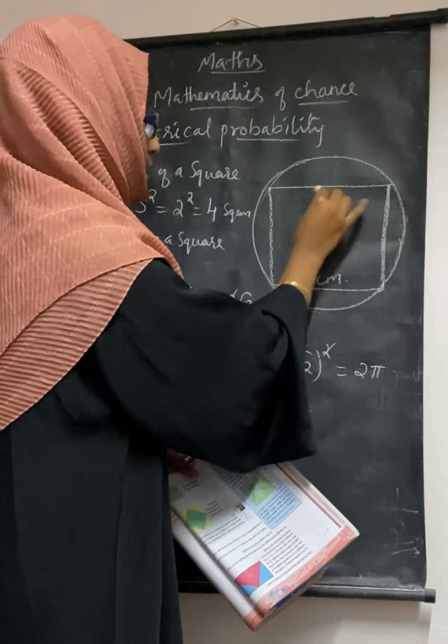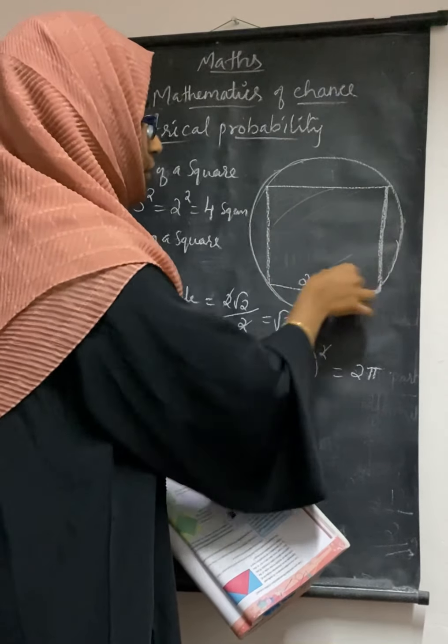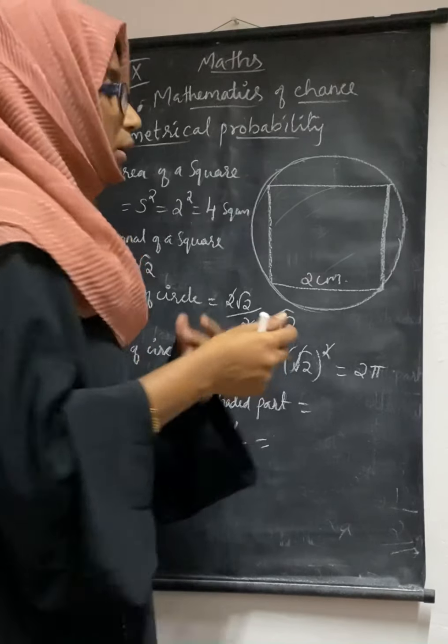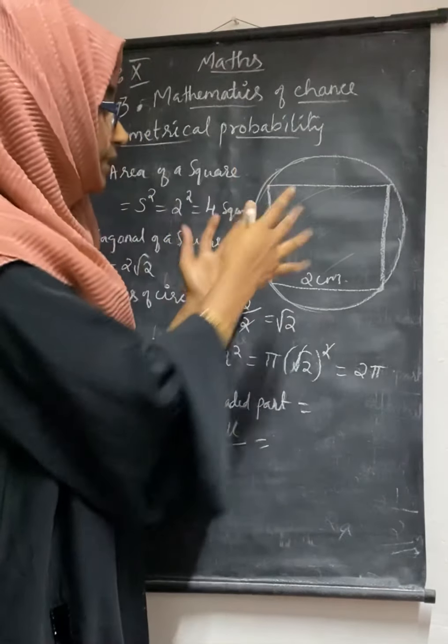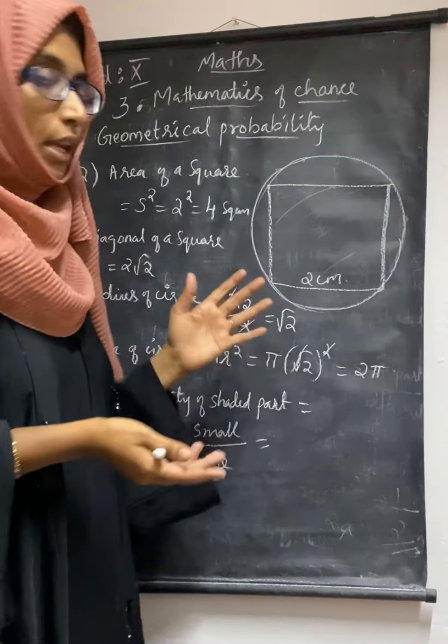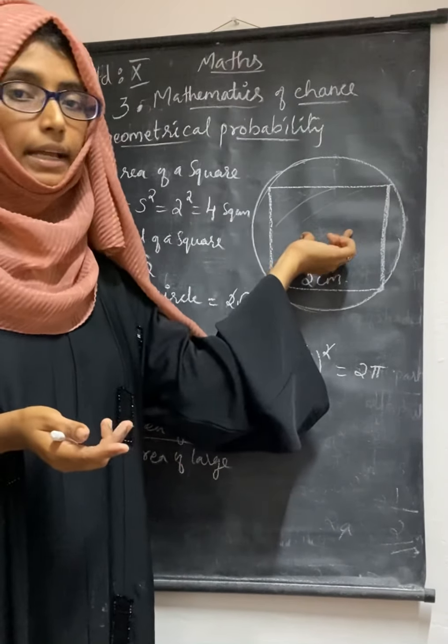So this is actually the shaded part. Okay, the square is the shaded part. So that probability you have to find out. You know that whenever a geometrical figure is given, you have to find the probability. How is the formula? Area of the small by area of the large.